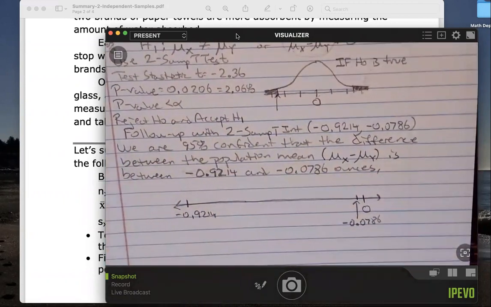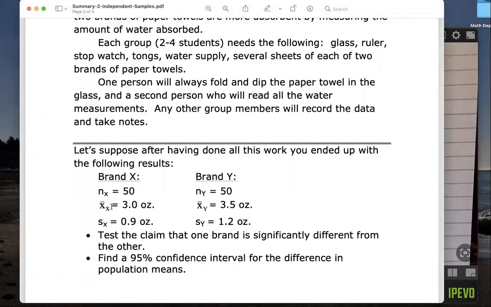What does that tell you about your sample size? It needs to be bigger. And you're saying, come on, Larry, I did 50 of each. My fingers are pruny. Well, I'm sorry. Our confidence interval tells us it's not narrowed down enough. Now get back to work.